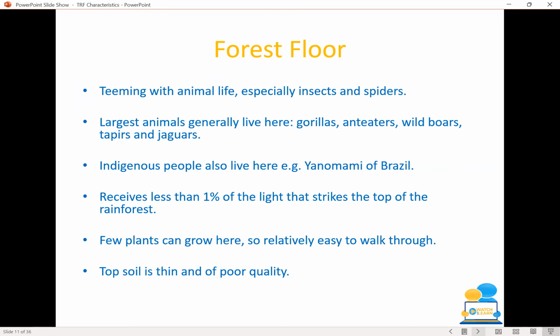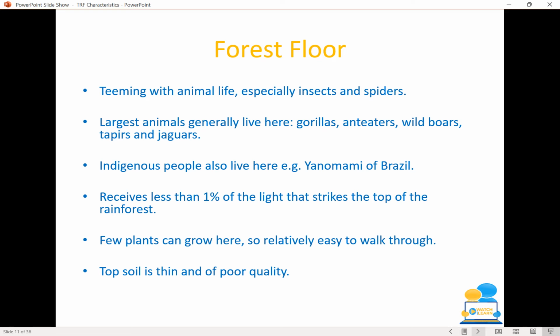As you can tell, and as we've seen in the diagram previously, this is at the very bottom of the rainforest. And as we can see here, it is teeming with animal life, especially insects and spiders. The reason why it's so busy with different types of animal life may be the fact that it's that bit darker, and it's a lot easier for different types of animal life and insects to camouflage themselves from predators. So it is very, very busy in terms of all this animal life and insects and spiders and things like that.